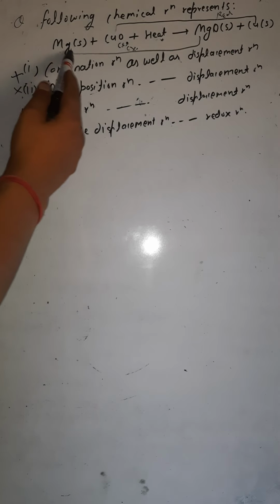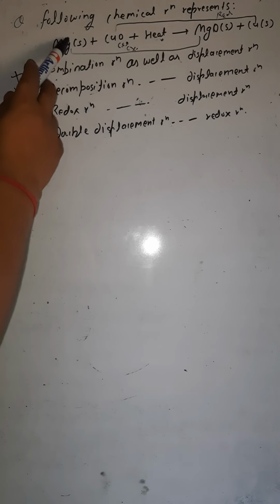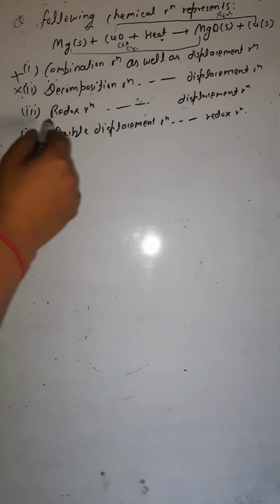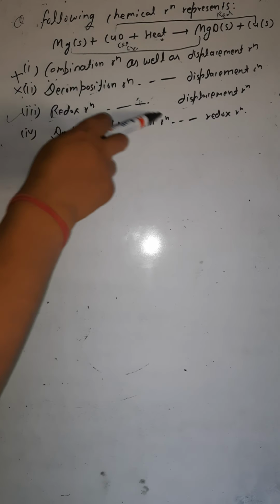And displacement, yes, it is obviously a displacement reaction, because copper is being displaced by magnesium. In place of copper you can see magnesium, and copper has been displaced. So it is a displacement reaction and also a redox reaction. So the third option could be the correct one: redox reaction as well as displacement reaction. So this is the correct option.